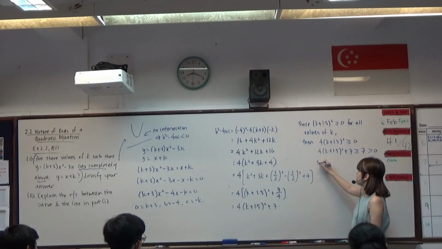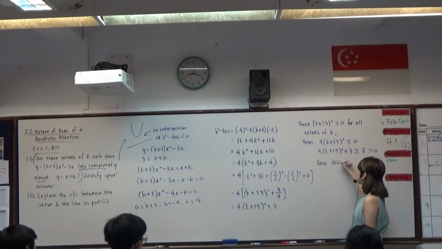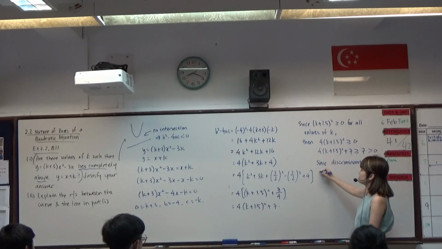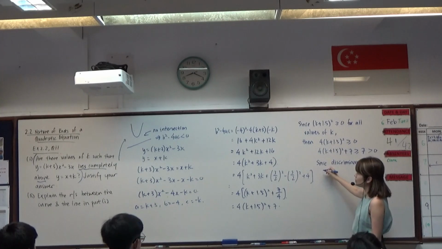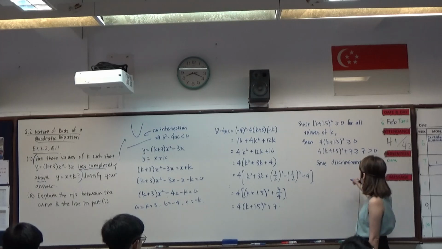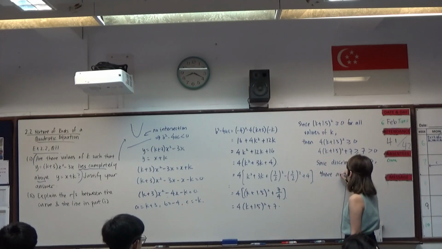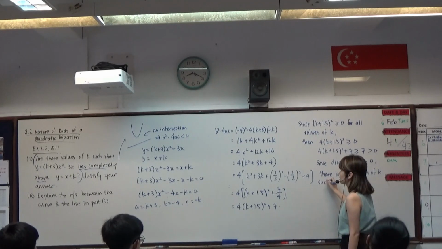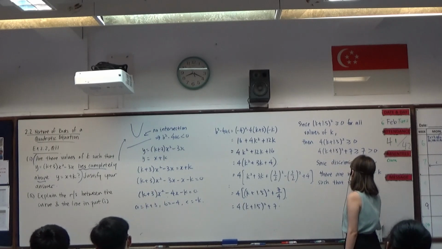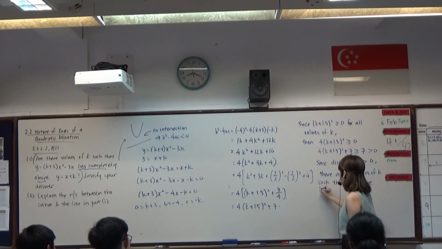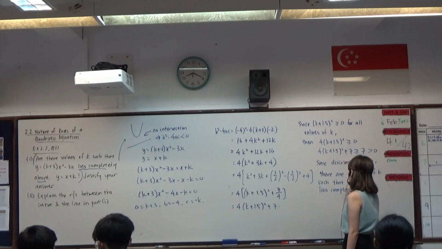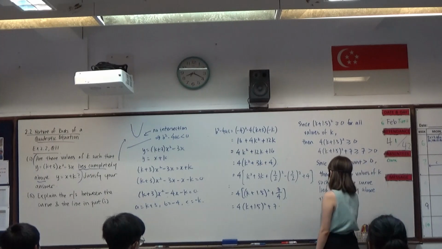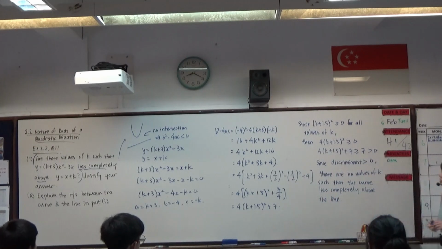So since the discriminant is more than 0, your curve does not lie completely above y equals to x plus k. There are no values of k such that the curve lies above the line.